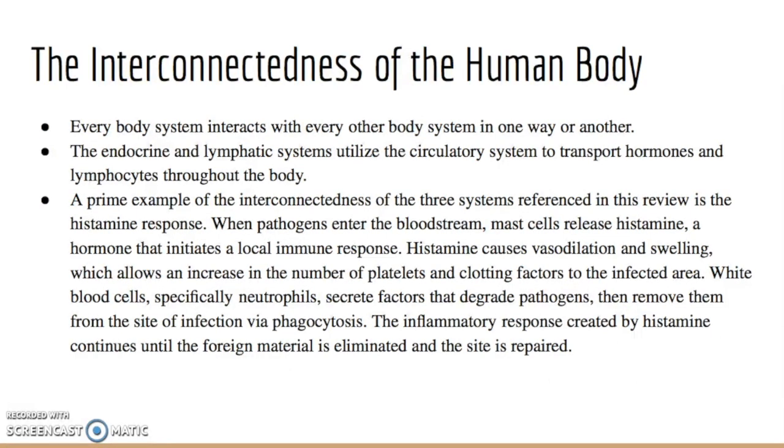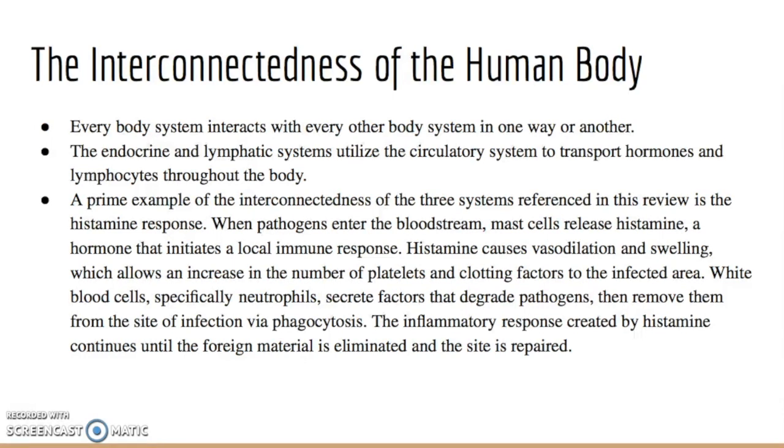The interconnectedness of the human body. Every body system interacts with every other body system in one way or another. The endocrine and lymphatic systems utilize the circulatory system to transport hormones and lymphocytes throughout the body. A prime example of the interconnectedness of the three systems referenced in this review is the histamine response. When pathogens enter the bloodstream, mast cells release histamine, a hormone that initiates a local immune response.